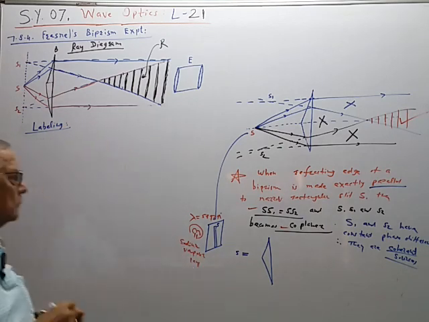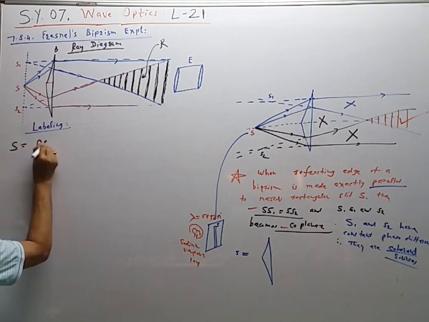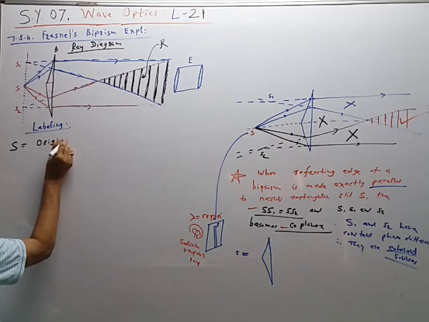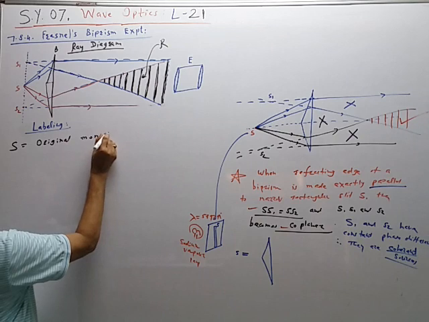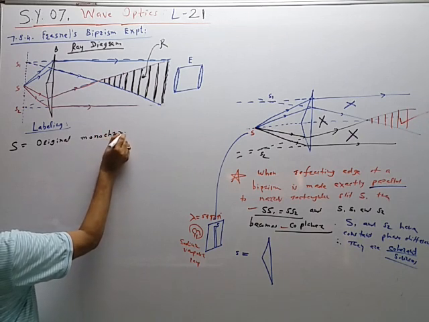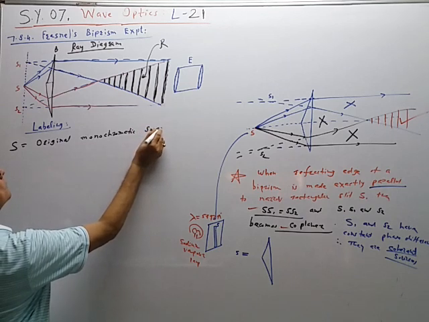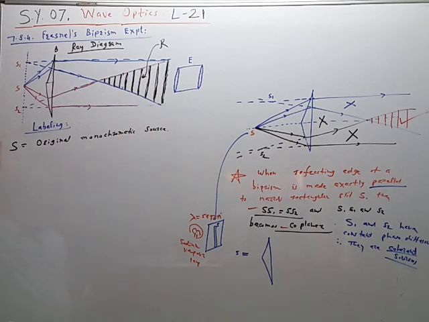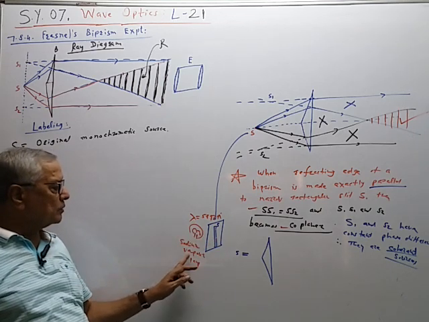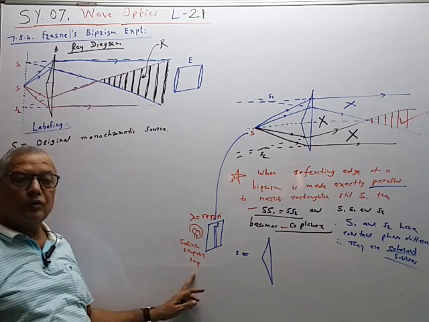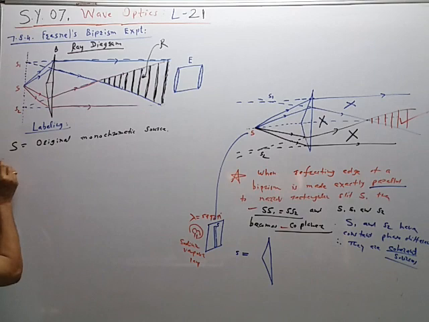S is the original monochromatic source. The arrangement is like this. A narrow rectangular slit is illuminated by a light from the monochromatic source like a sodium vapor lamp. Therefore, this slit is called the original monochromatic source.